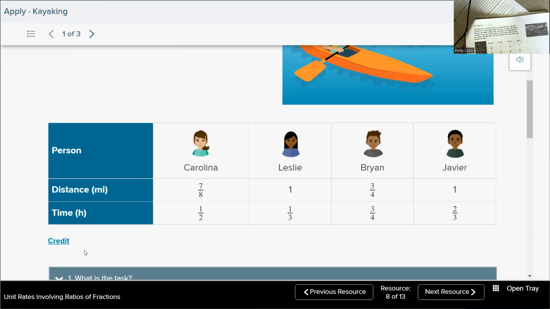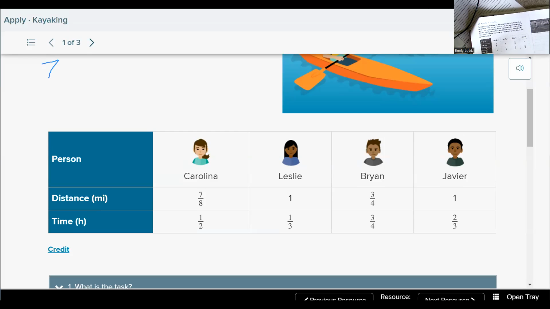We have to figure out miles per hour, right? So who's ever going the furthest fastest? So miles per hour. Remember, per we read as divided by. So miles per hour, we're saying 7/8 divided by 1/2. On your piece of paper there, you've got some space, right? So that's where you should be writing this on your packet, where it says number 3, what is your solution?